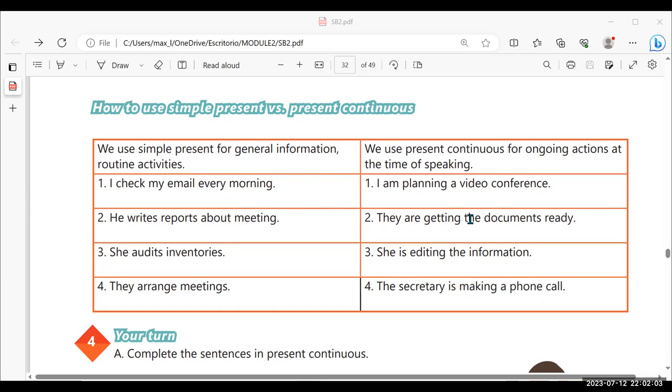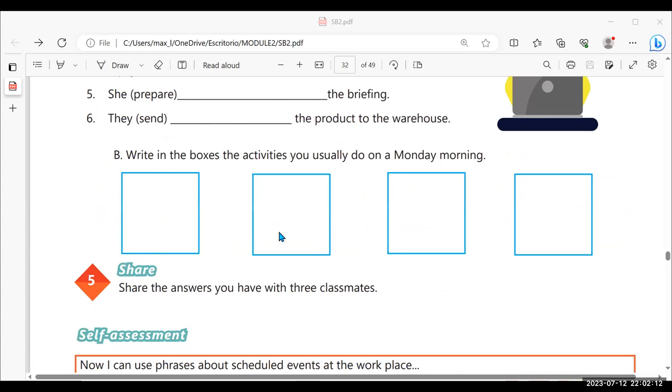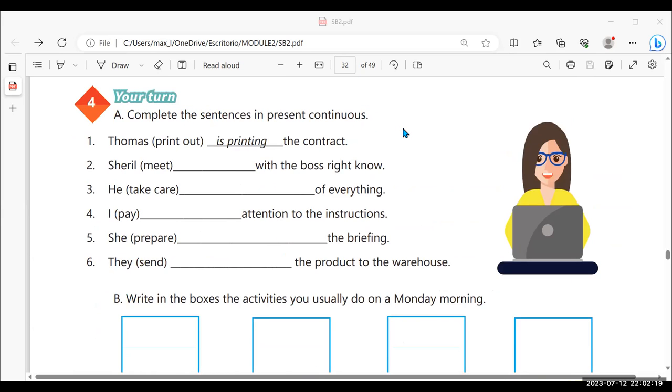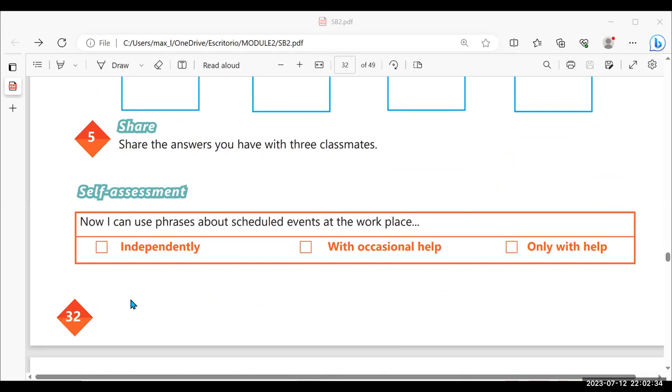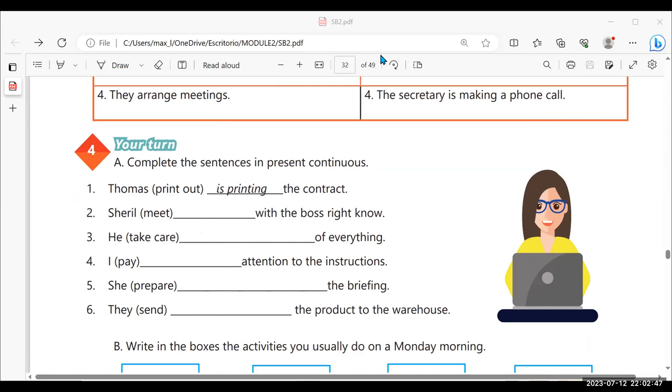Okay, con esto podemos ver la diferencia entre el presente simple y el presente continuo. Solo tienes en la página número 32. And the last thing that we need to resolve is exercise number four. You are going to complete the sentences in present continuous. This one is going to be homework for you. We are going to check it at the beginning tomorrow. So don't forget the number of the page. It's number 32. No olvide el número de la página, por favor. Es la página 32, ejercicio number 4.